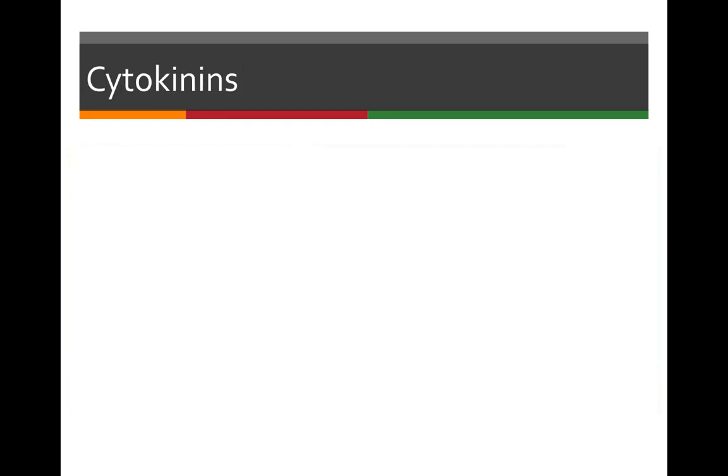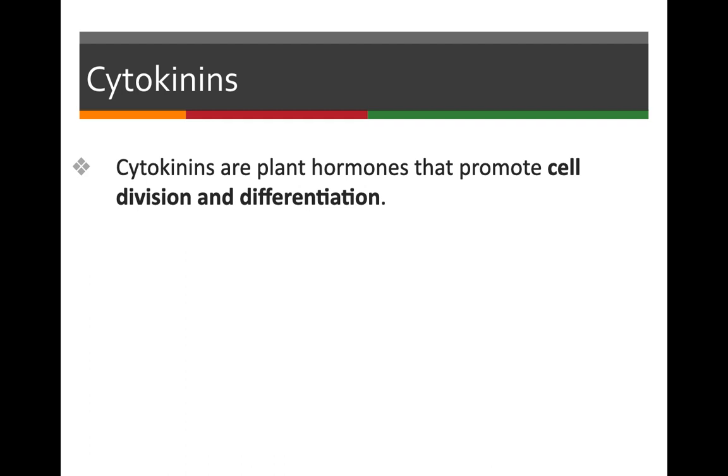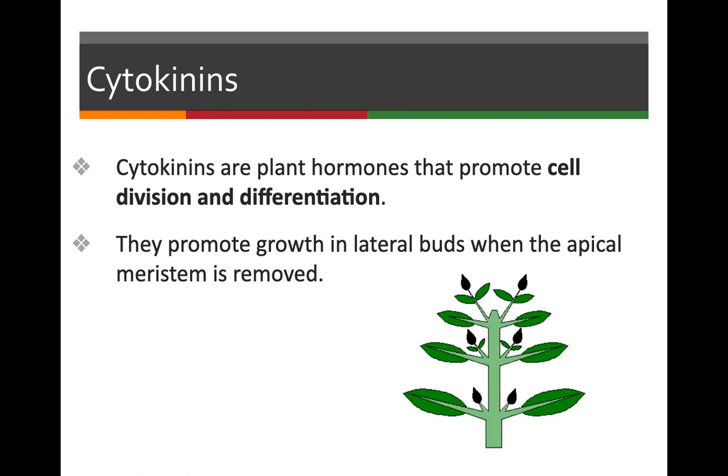Okay, let's move on. Cytokinins. Cytokinins are plant hormones that promote cell division and differentiation. They promote growth in those lateral buds when the apical meristem is removed. When the apical meristem is removed, there are no auxins stopping them from growing, and the cytokinins are promoting their growth. The cytokinins also stimulate seeds to begin to germinate.